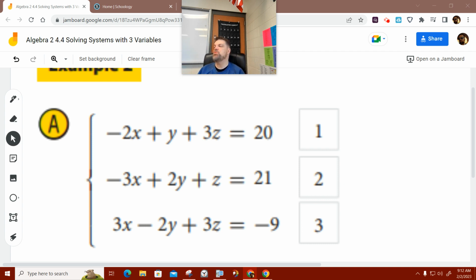But when we solve systems, what we're really looking for is where these things intersect. Where they intersect means they have the same x value, the same y value, and the same z value. Okay? So we have 3 equations here, 3 variables: x, y, and z. If we were to graph these, each one of these x, y, z equations represents a plane in 3-dimensional space.